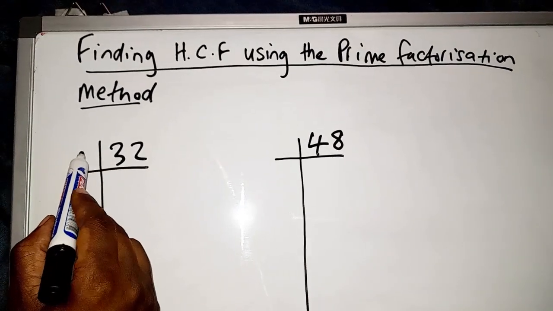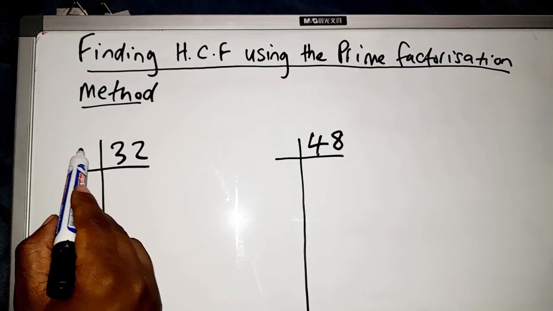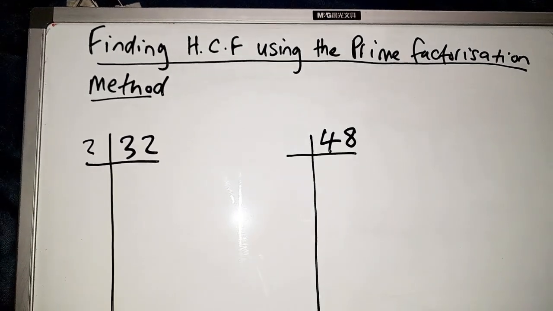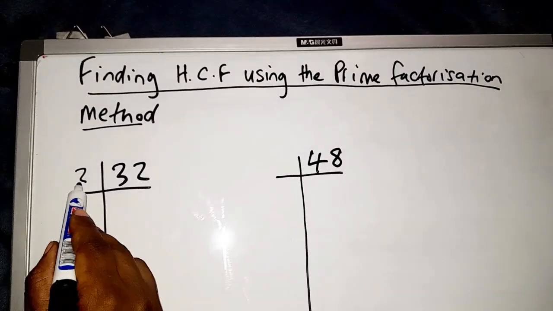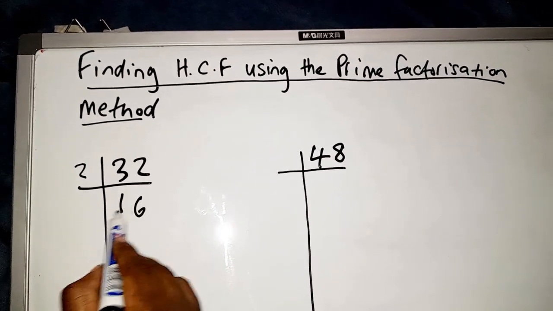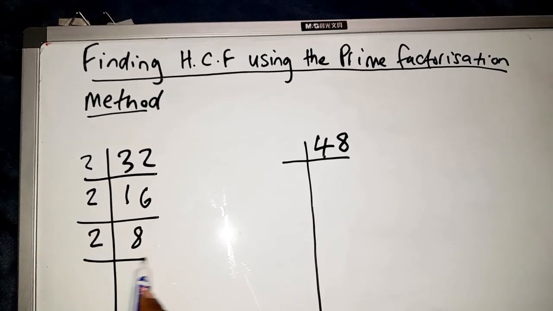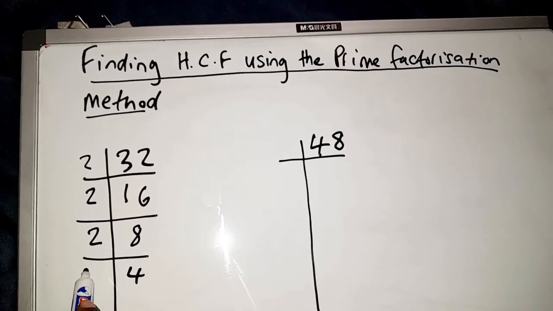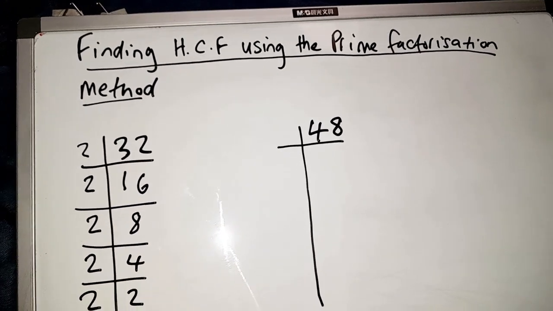So for instance, you start with the least possible prime number. I think by now you know what a prime number is. If we say 2, that's the least possible prime number that can get into 32. So you're going to say 2 into 32, you will get 16. Then 2 into 16, you will get 8. 2 into 8, you will get 4. Then you try 2 again into 4, you will get 2. Then finally 2 into 2, you get 1.